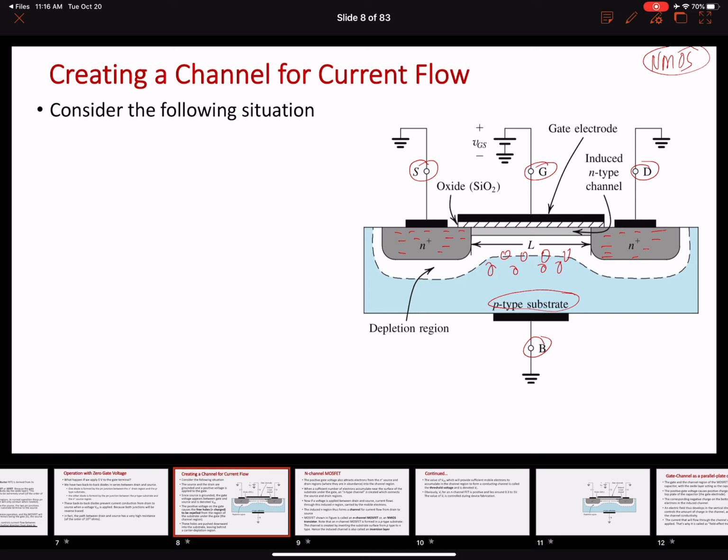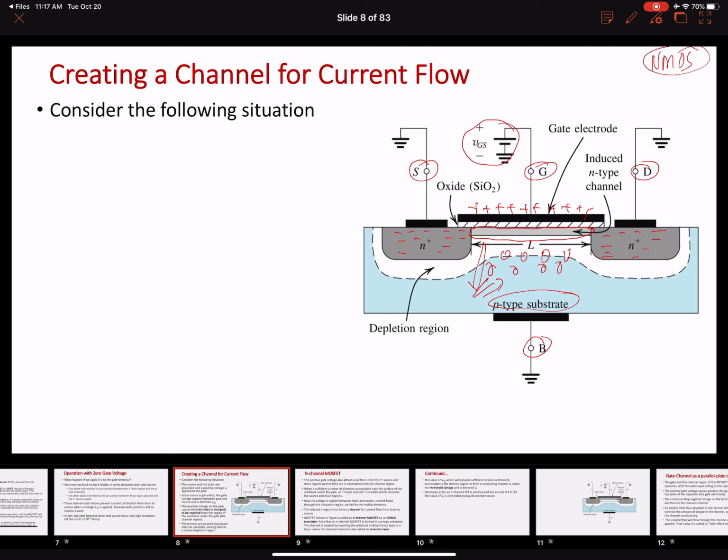So what will happen when we apply a gate to source voltage, VGS? When we apply it, the positive charge accumulates at the gate electrode. This will repel the majority holes in the P-type substrate, and it ends up creating this depletion region. So this channel region will become depleted of the holes entirely.